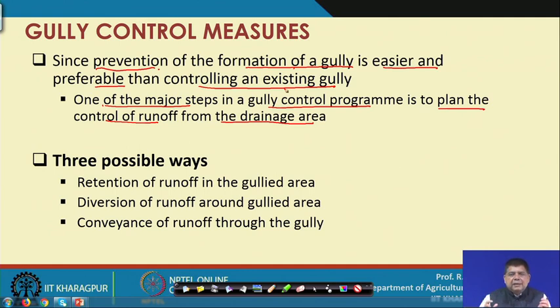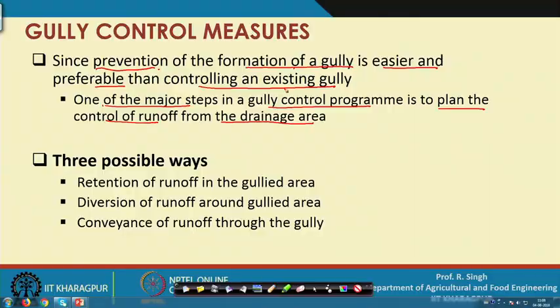So, in a nutshell, it is the flow which is responsible for everything from sheet erosion to rill erosion to gully erosion. The gully formation basically happens because of the flow, or because of the runoff. So, that is why the statement here says that if we can control runoff, then obviously we can control the formation of the gully itself.